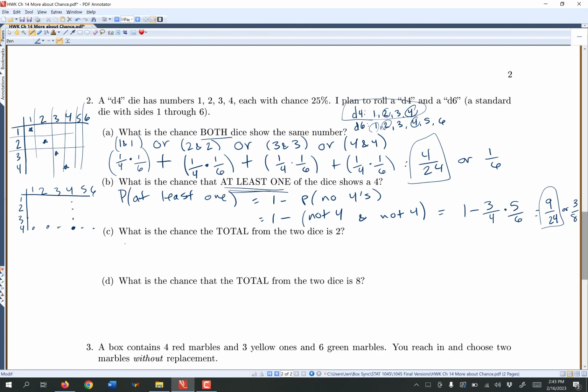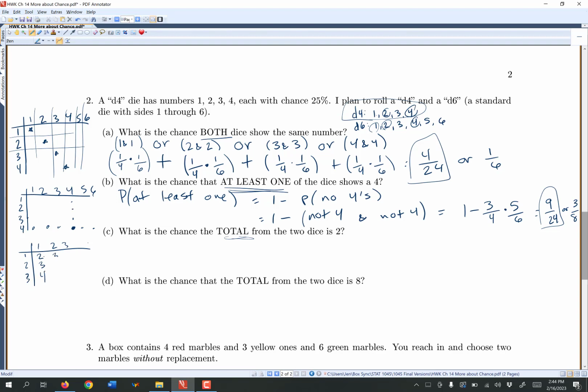Okay, let's see. C. C is the reason I actually do these. I find it is so much easier to do with the graph when I want a total. What's the chance that the total from the 2 dice is 2? Okay, well, to do this, I'd probably actually write 1, 2, 3, and so on, 1, 2, 3, and so on. And I start actually writing the total. So 1 plus 1 is 2. 1 plus 2 is 3. 1 plus 3 is 4.